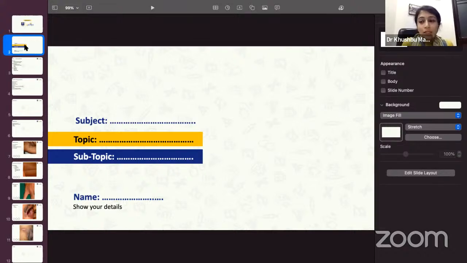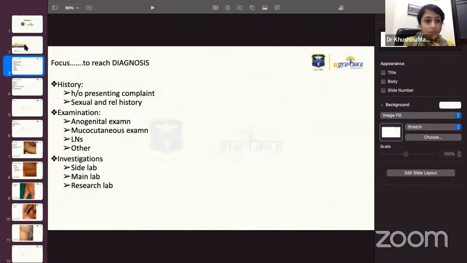So here broadly, I'll be covering most of the STDs that are asked, and this would be more of an approach-based session where I will be telling you how, based on what questions you get, what history you get, what examination findings have been given to you, you arrive at a diagnosis. It's not just about a particular disease, it's in general about how to approach a case of STD.